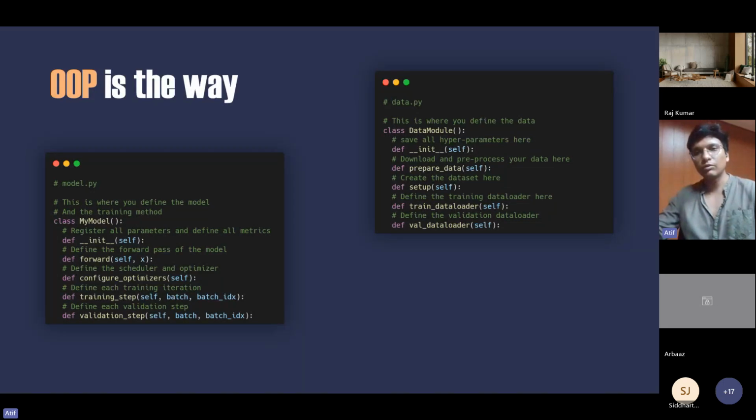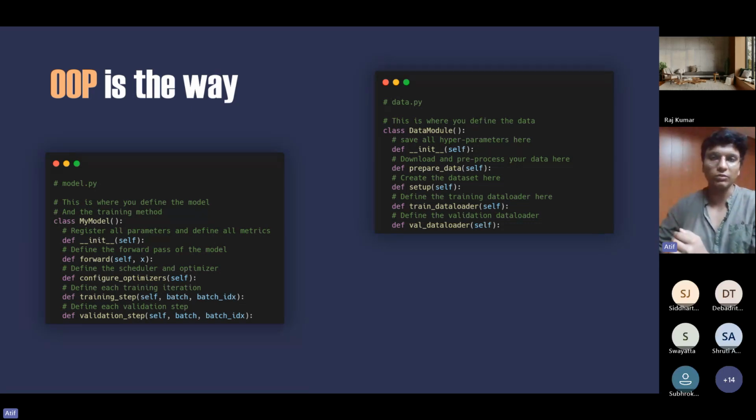Then we have the data.py. In the data.py file, I create a class for my data module in which again I have a constructor. And then there are a few functions like prepare data, setup, train data loader, val data loader. In prepare data, you download stuff. In setup, you create the data set, and in data loader, you return the data loader that you want to work with. So you have the model and the data. These are the two main things.